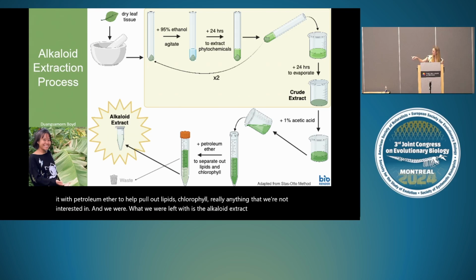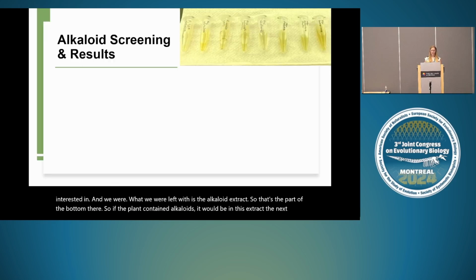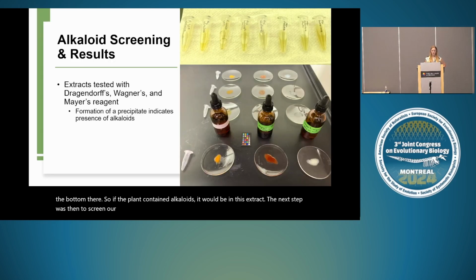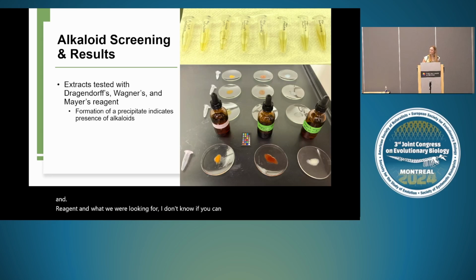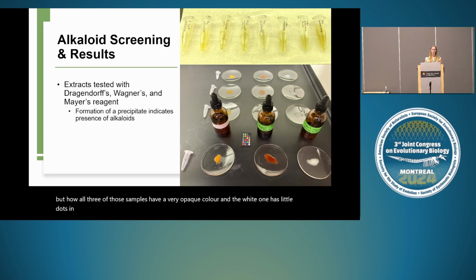So that's the part at the bottom there. So if the plant contained alkaloids, it would be in this extract. The next step was then to screen our samples. We screened each one against Dragendorf's, Wagner's, and Mayer's reagent. And what we were looking for, I don't know if you can see it in the picture up there, but all three of those samples have a very opaque color and the white one has little dots in it. We're looking for the formation of a precipitate, so that is a positive result. The sample did have alkaloids in it.